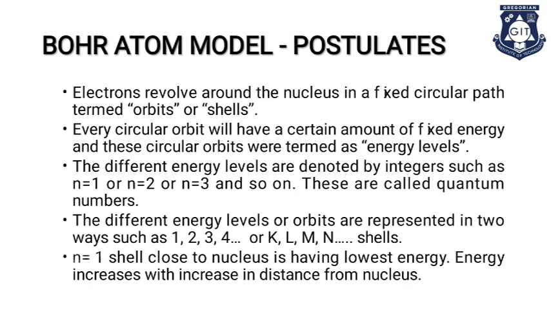The first shell, that is the n is equal to 1 shell, lies close to the nucleus and is having the lowest energy. The energy of the orbits or the energy levels or the shells increases with increase in the distance from the nucleus.